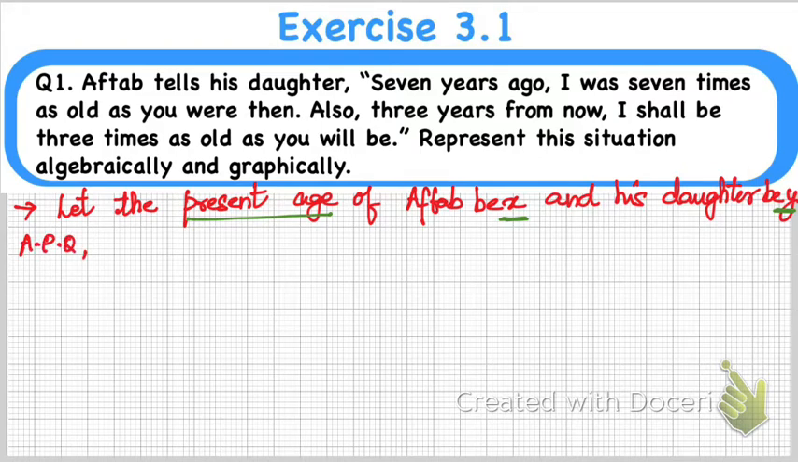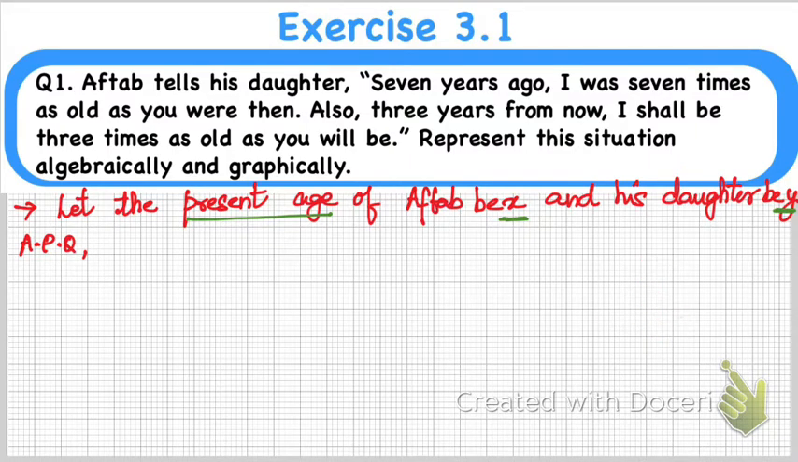what does it say? 7 years ago. Okay. So 7 years ago, what will be Aftab's age? Assume your age now at present to be 15 years. So what was your age 7 years ago? It will be 15 minus 7, right? That means you were 8 years of age 7 years ago.